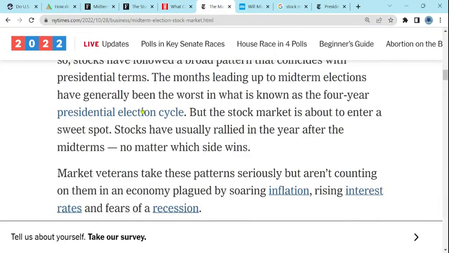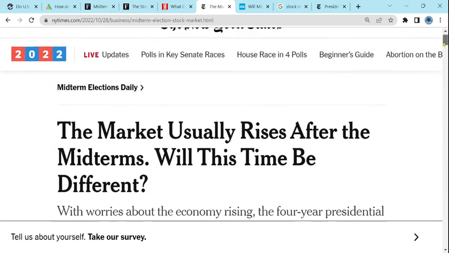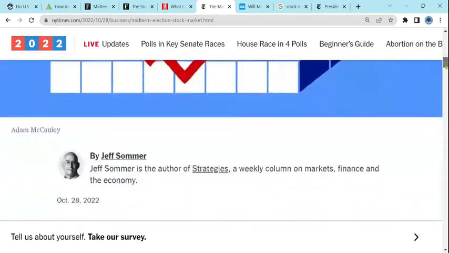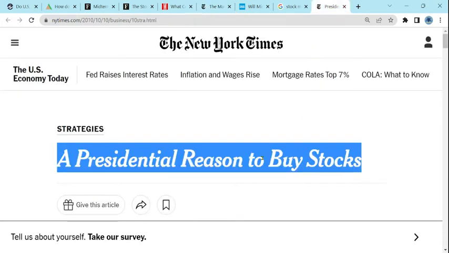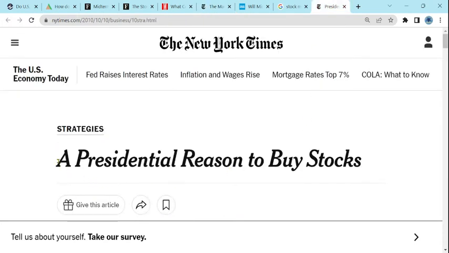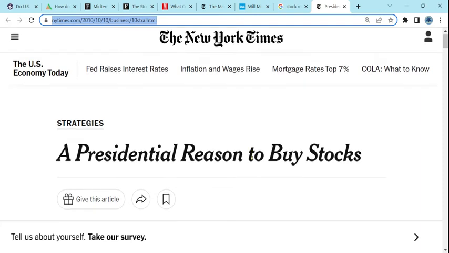Okay, if we also look at this article under the link for presidential election cycle in this New York Times article about the midterms, we see the market usually rises after the midterms. Will this be different? And again, if we click on that link about the 4-year presidential election cycle, it brings us to this article, for which I will include the direct link to this New York Times article as well in the description box below.